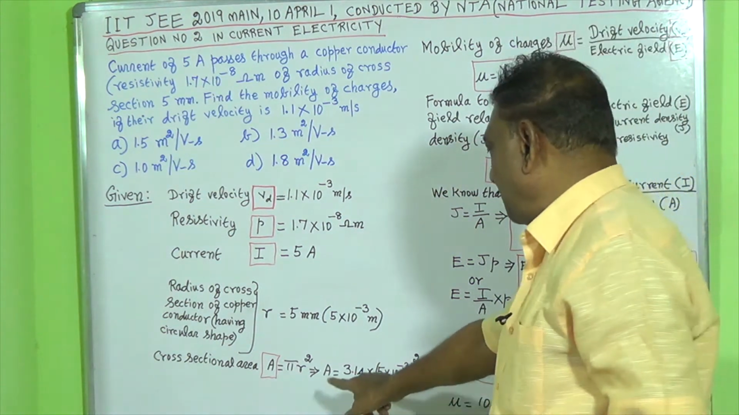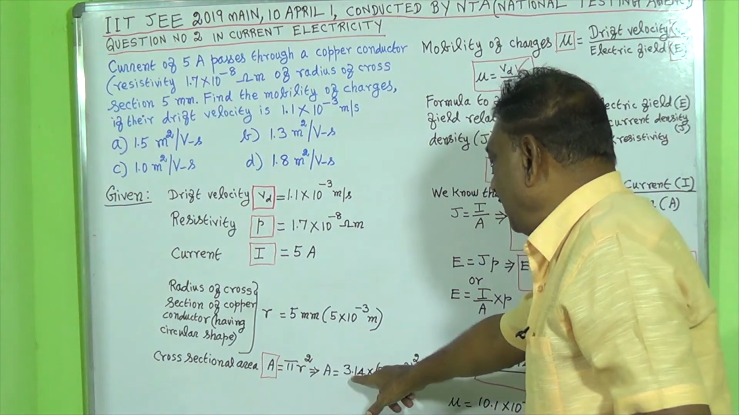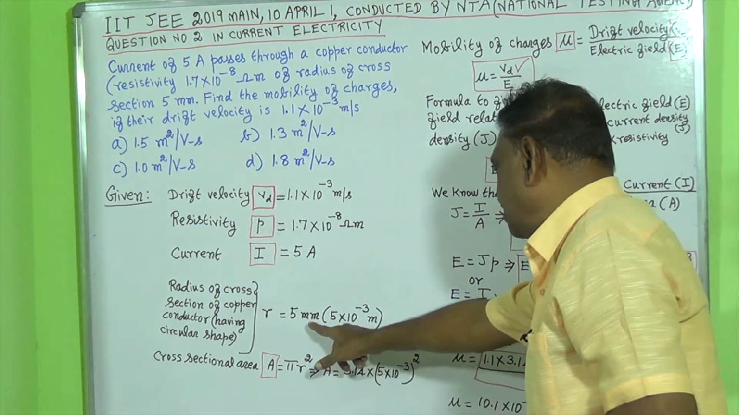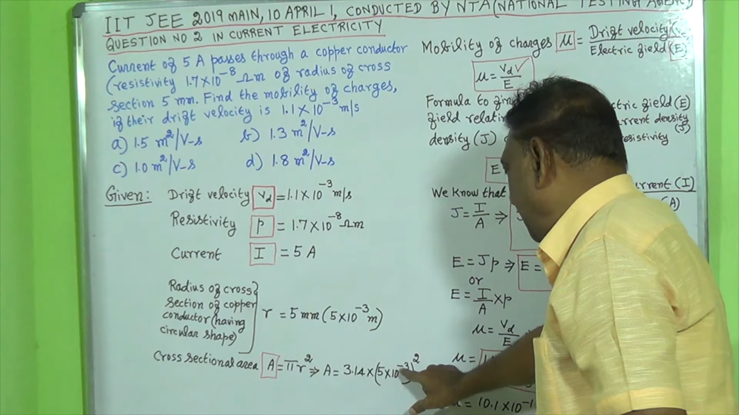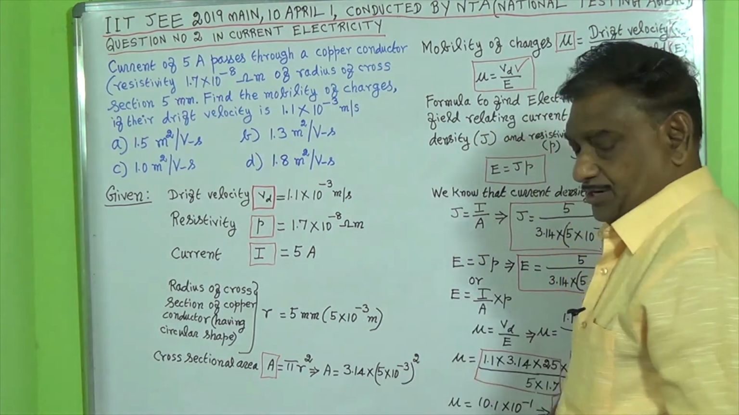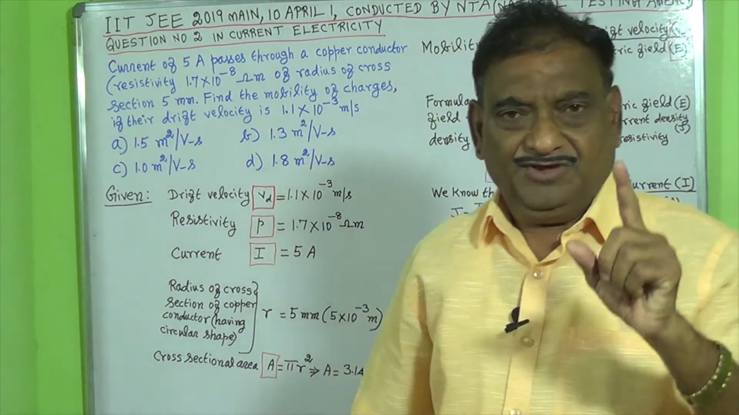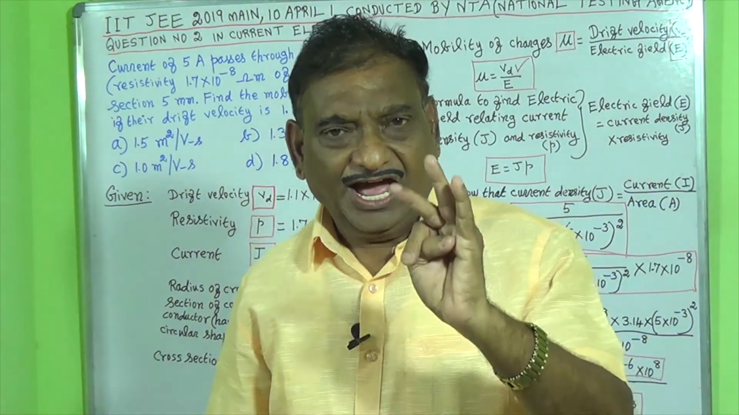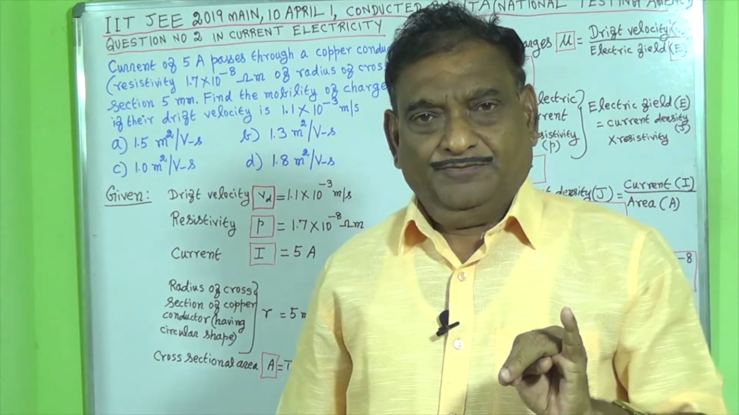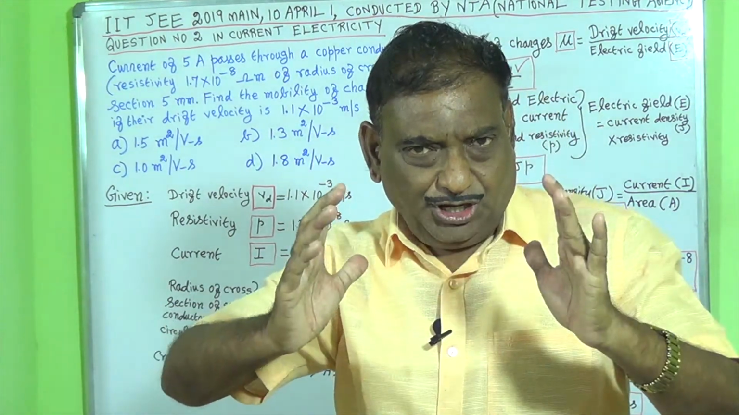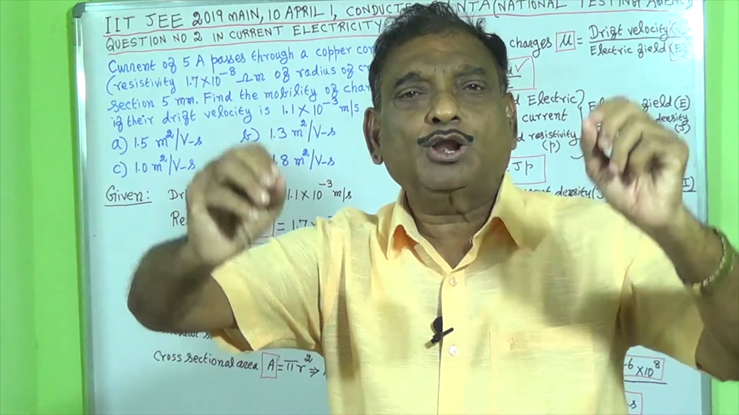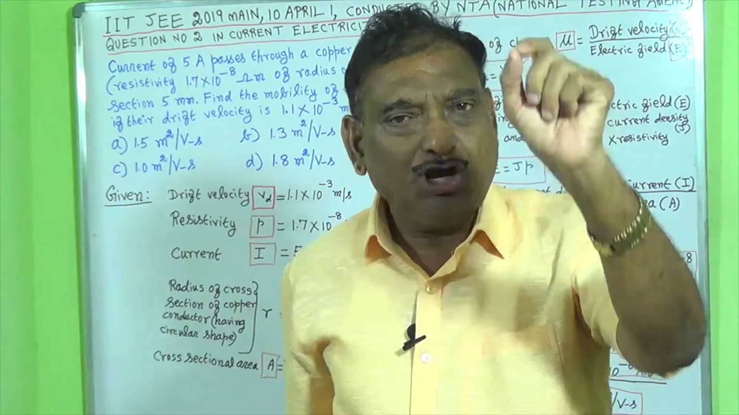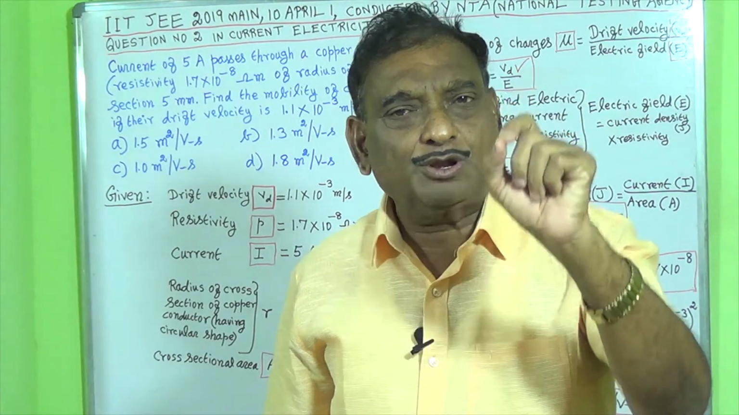The area is pi r square. The value of pi is 3.14, into the radius 5 into 10 to the power of minus 3, the whole square. So in our hands, we have drift velocity, resistivity, current and area. First of all, we are going to write the formula for mobility, because the mobility of the charges is asked in the question. What is the formula for mobility?